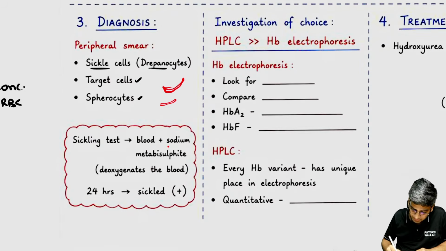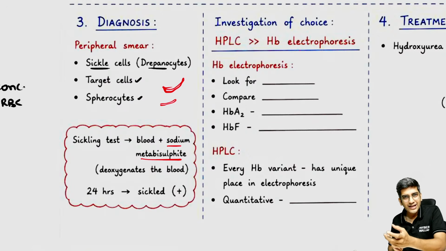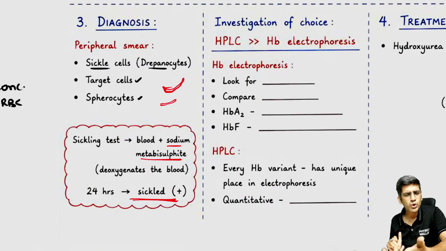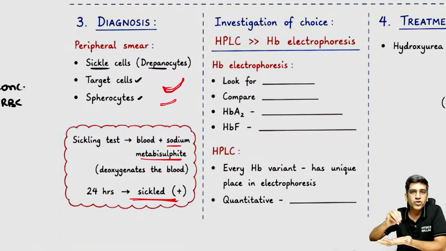You do the sickling test by adding sodium metabisulfite, which just sucks up all the oxygen and it will push the RBC to sickled RBC. So within 2 hours I'll have them. Within 24 hours also I can see them, right? You put the drop of blood, seal it with nail polish so that no oxygen from outside enters. That's all we have to do, right?